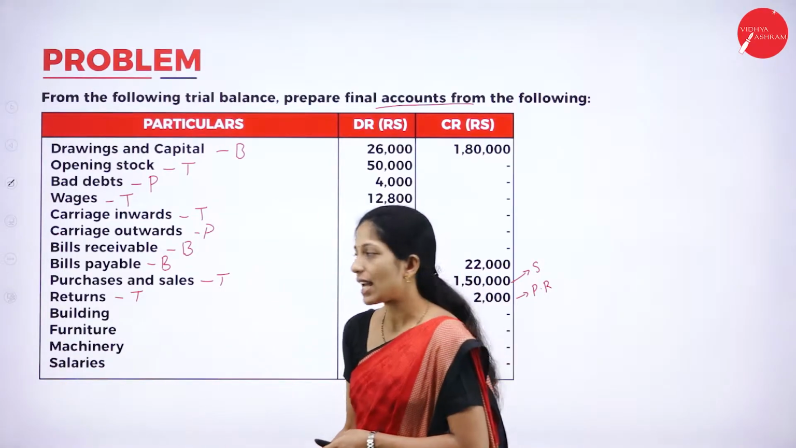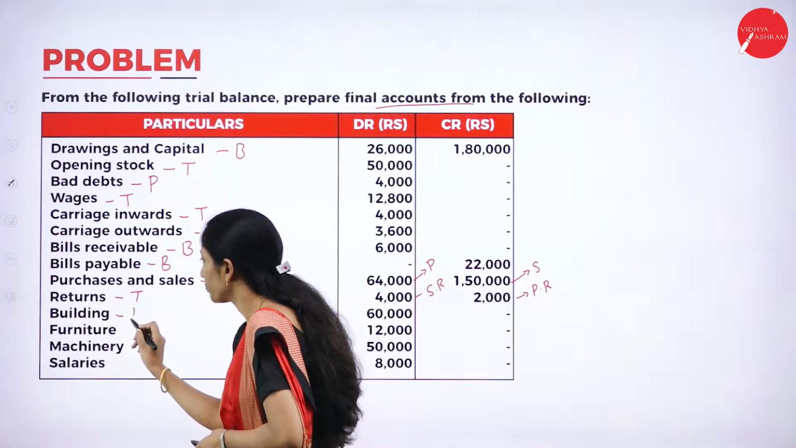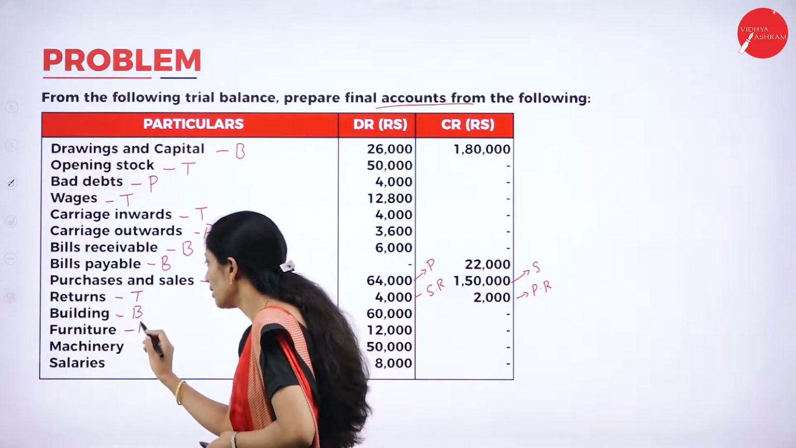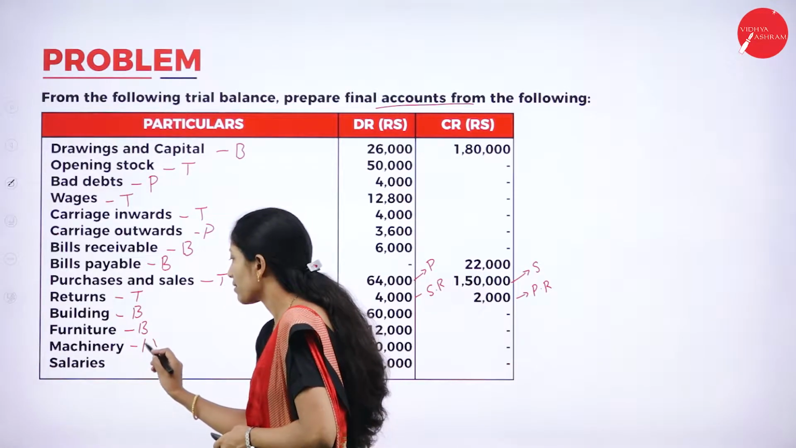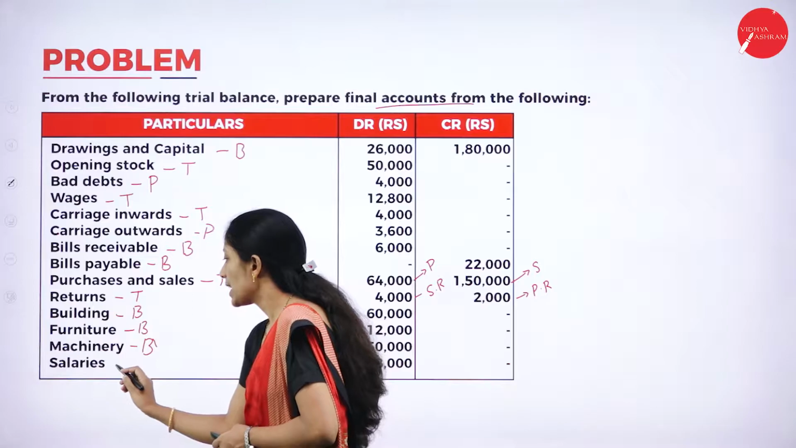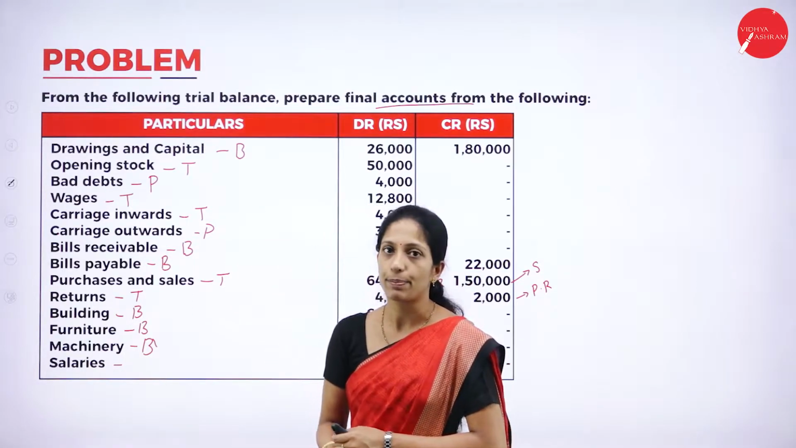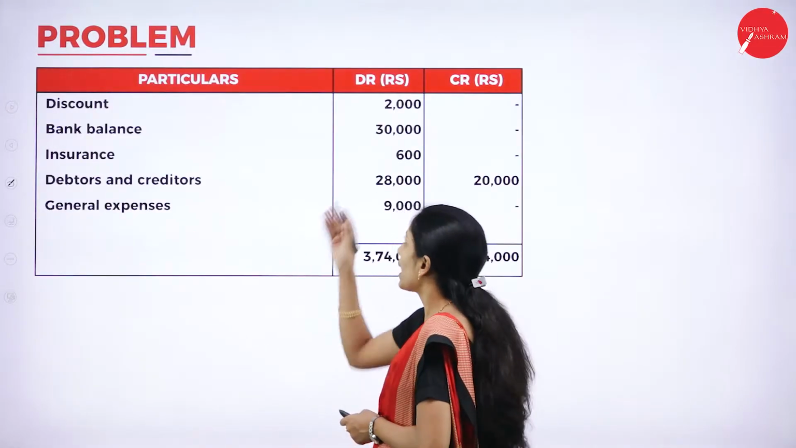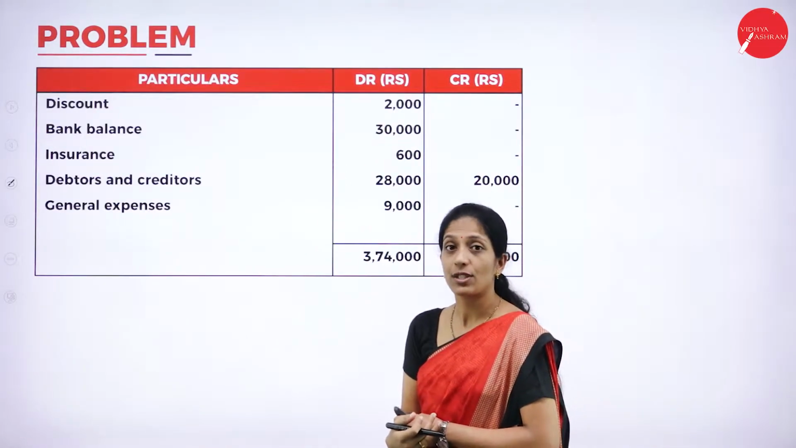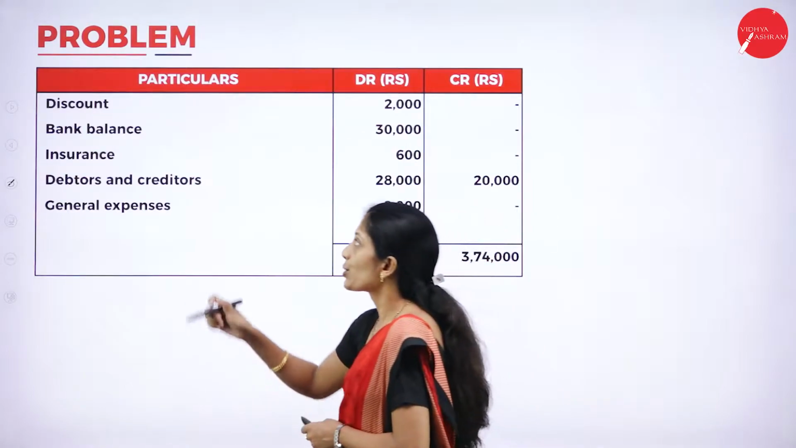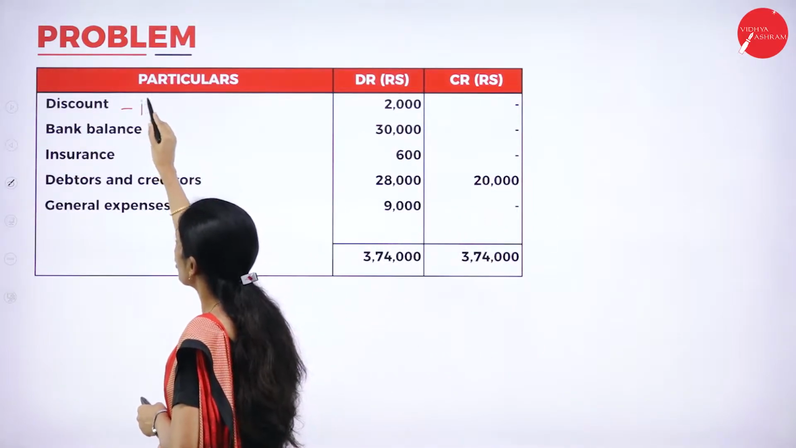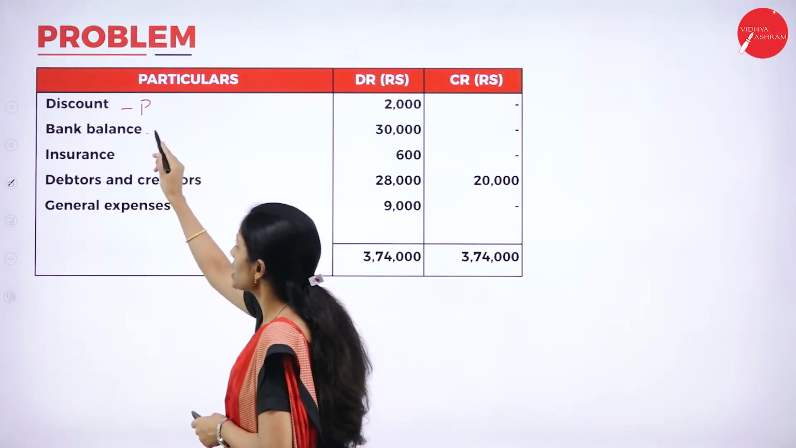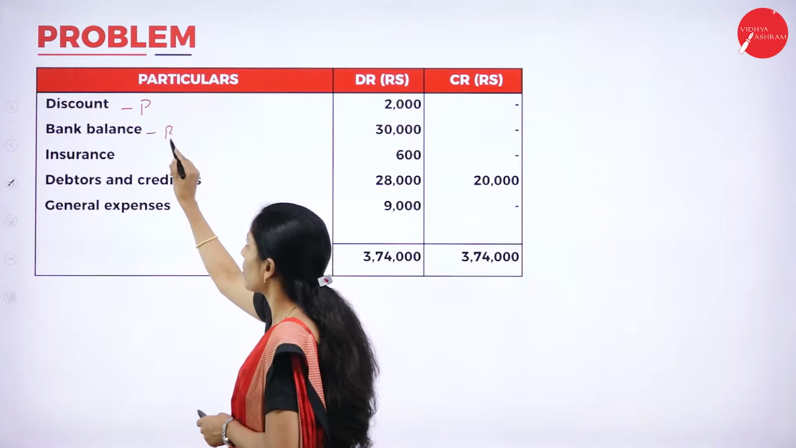Next, building, it's an asset which comes under balance sheet. Next, furniture, it is also an asset, so it comes under balance sheet. Machinery, it's a fixed asset, again in the balance sheet. Salary, it is an indirect expense, so we'll record in profit and loss account. Next, discount. So they have given the amount in the debit side, it means what? Discount paid. So we'll record in the profit and loss account because it is an indirect expense. Next, bank balance. So it is a current asset, so we'll record in the balance sheet.